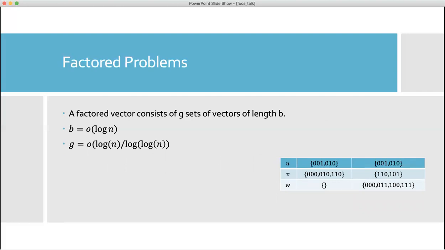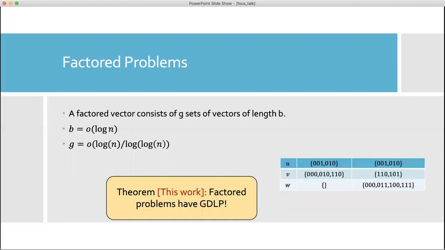As we said before, a factored vector consists of G sets of vectors of length B. And these two numbers, G and B, cannot be just anything. They have these two bounds. B should be little o of log n, and G should be little o of log n over log log n. This is because we want to have this theorem that says that factored problems have good low degree polynomials. So this is essentially why we defined factored problems, because we wanted a class of problems that have GDLPs.